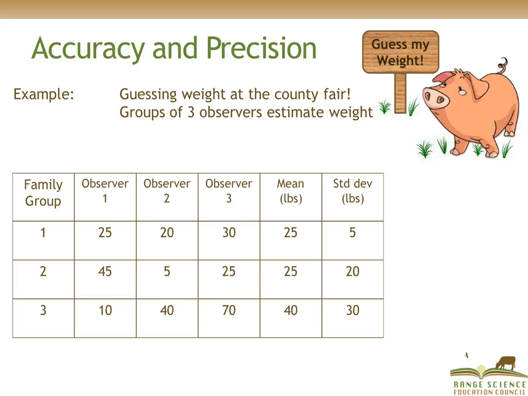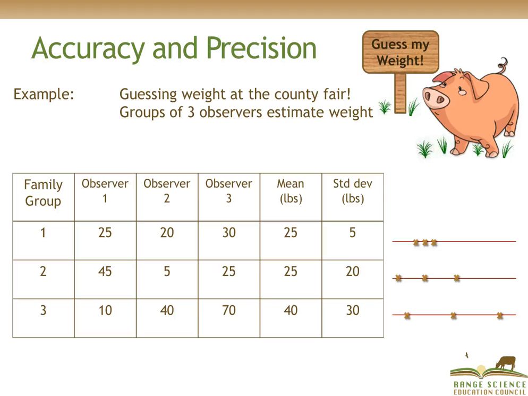So let's take a look and compare these groups in terms of whether they're accurate and precise in their estimates. Family group one has a very precise estimate. They're all very close to each other with a standard deviation of only about 5 and with a mean of 25. Family group two has a little more spread in their values with a larger standard deviation of 20, and we can see that demonstrated here. And family group 3 is even less precise with a standard deviation of 30, so you can see much larger spread there.